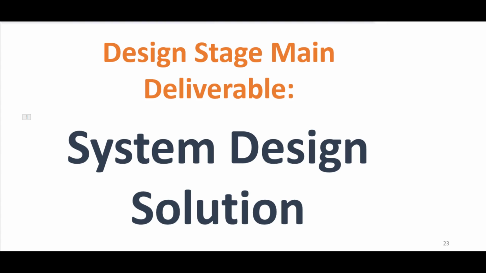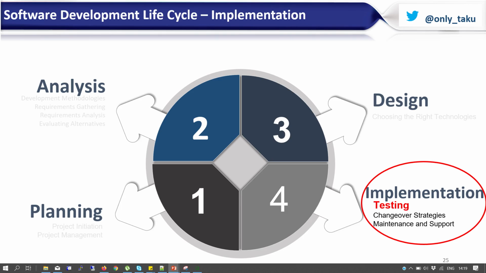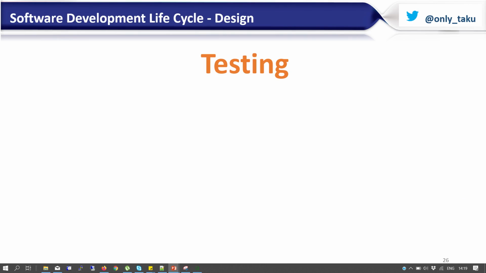At this stage, when you're done with the design stage, you then come up with the system design solution. Now, once you have your system design solution, you get to the implementation stage. At the implementation stage, the first thing you're going to do is the testing of the system. As you test the system, you're going to do unit testing first, where you're going to test each unit of your system.